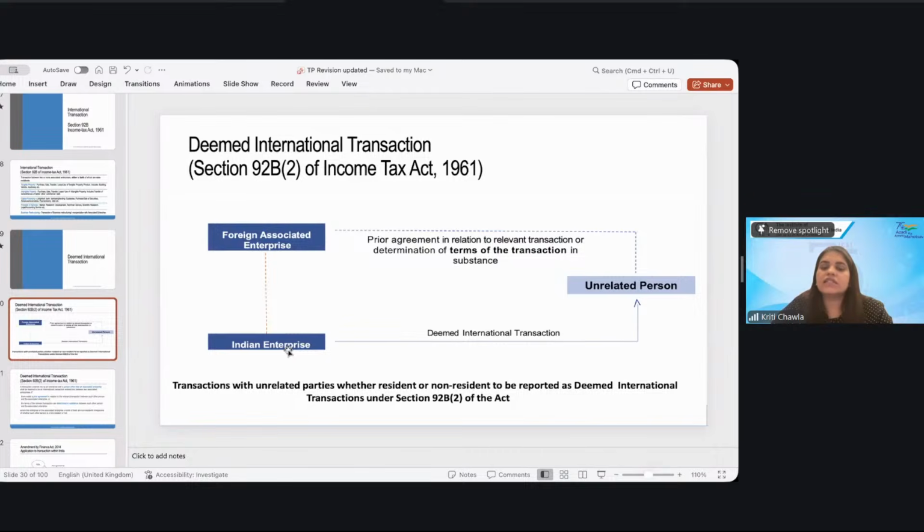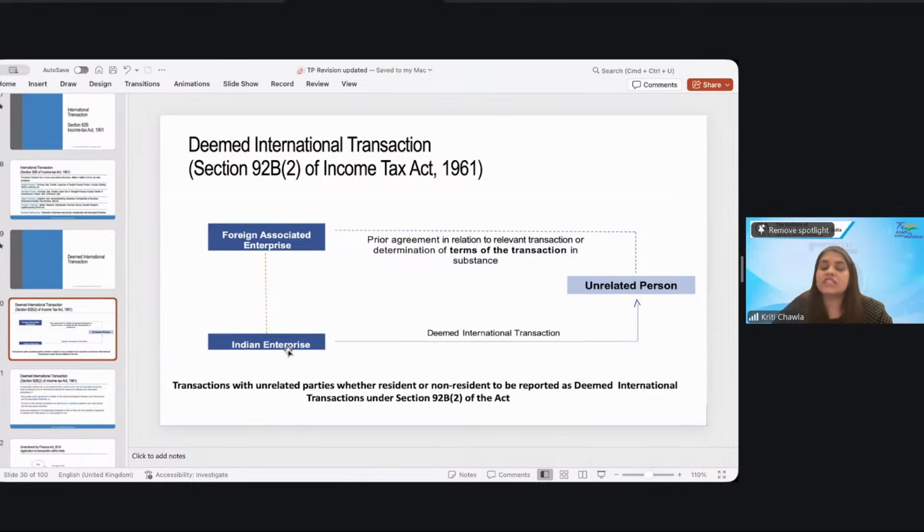This is the reason the transaction between the Indian enterprise and the unrelated person will become a deemed international transaction. So transactions with unrelated parties, whether they are resident or non-resident, are to be reported as a deemed international transaction under Section 92B, subsection 2 of the Income Tax Act. This concept is called deemed international transaction.